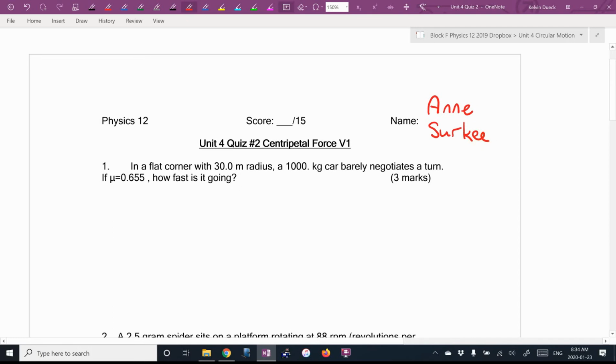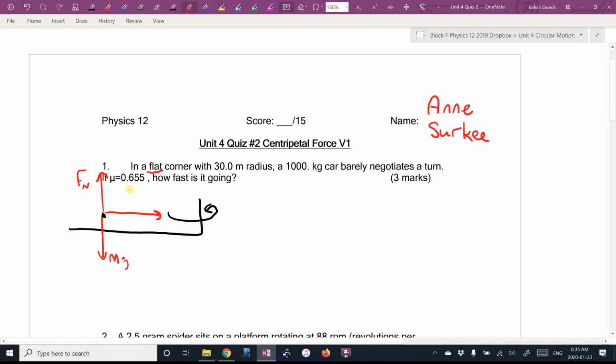In a flat corner, so this is not a banked corner, this is a flat corner. We said if we draw a quick free body diagram sketch with the car going around the corner, I'm going to disappoint all of you with my artwork, and just represent the car as a dot. What are the forces acting on it? We have gravity down, normal force up, and then because it's going in a circle, there has to be a force pointing towards the center.